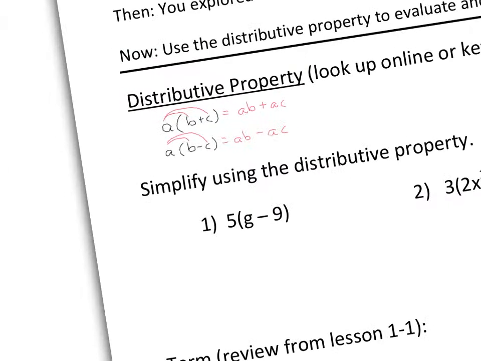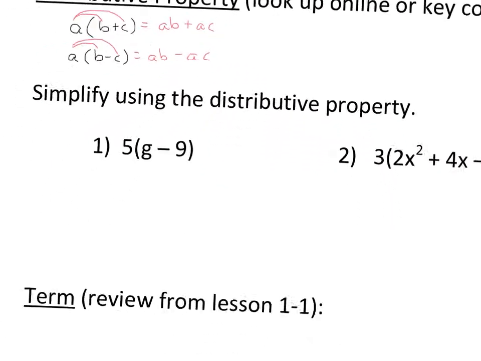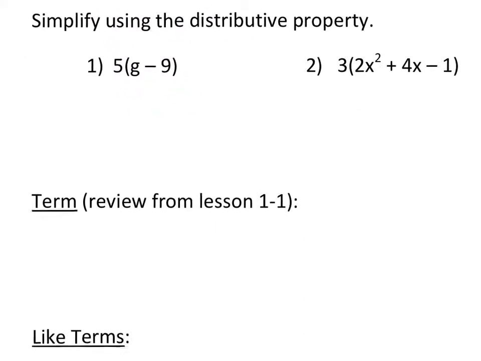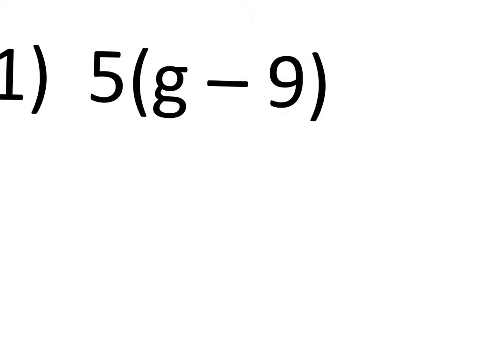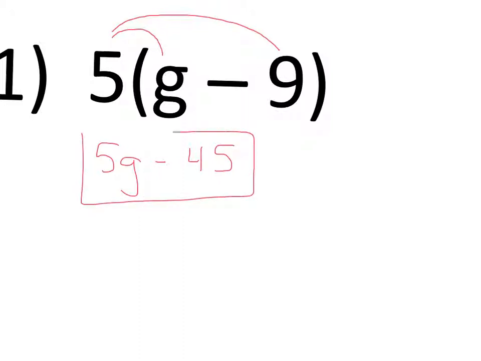So we're going to look at our first example. It says simplify using the distributive property. In our first example, we're going to look at 5 times the quantity of G minus 9. We're going to multiply what's on the outside by both parts on the inside. So I'm going to end up with 5G minus 45. I can't put these together because this has a variable of G in it and this has no variable. So this is going to be my final answer.